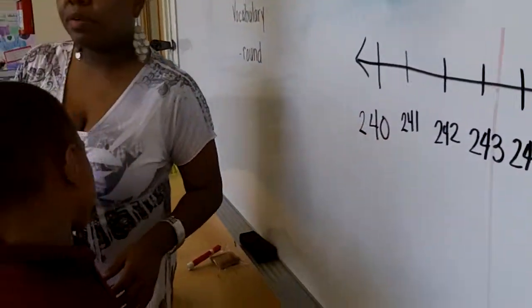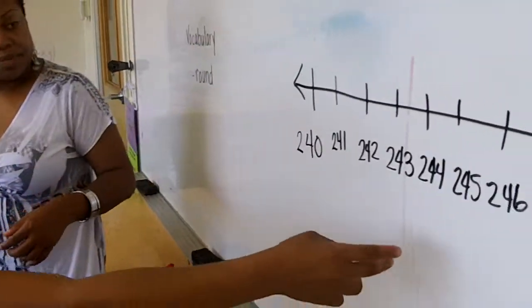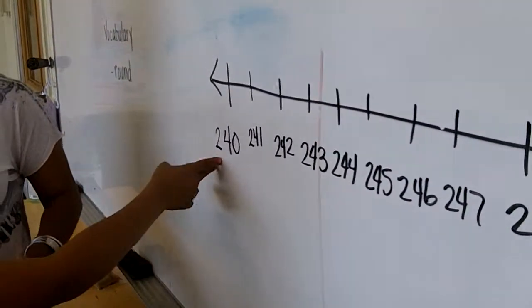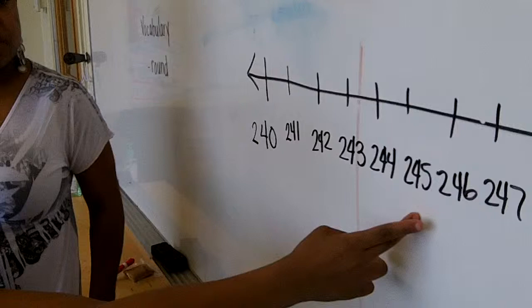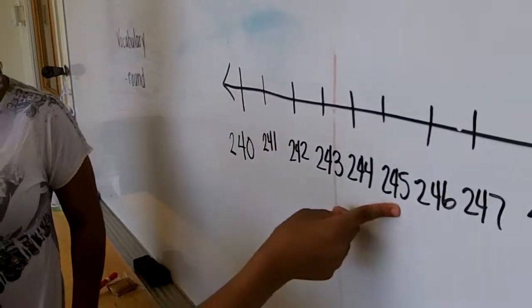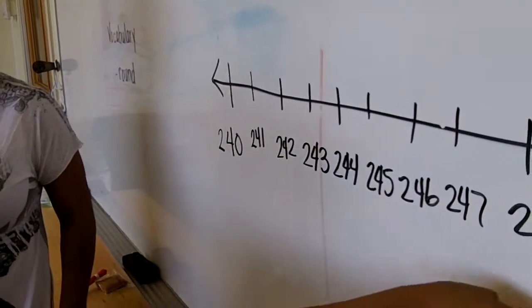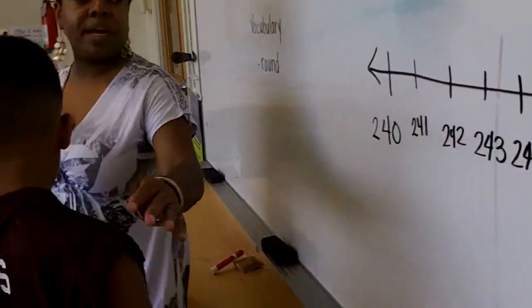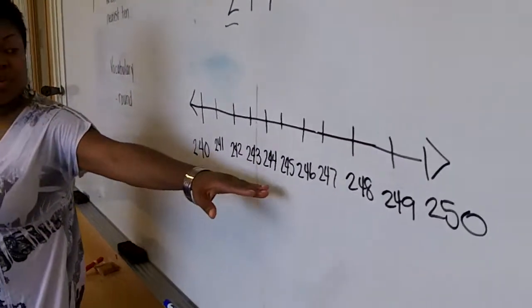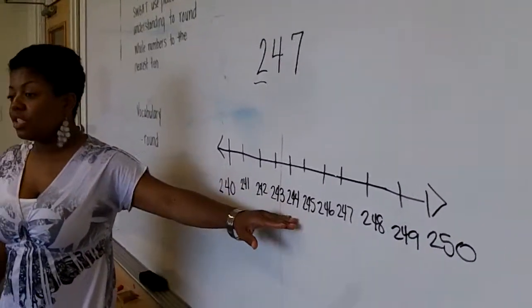Okay. All right. What do you think it is, Ahmad? I think it's 245 because a half of 240 is 245, and if you add 5, it will be 250. All right, let's see if he's correct. Now, Ahmad believes it's 245, while Marvin thinks it's 244.